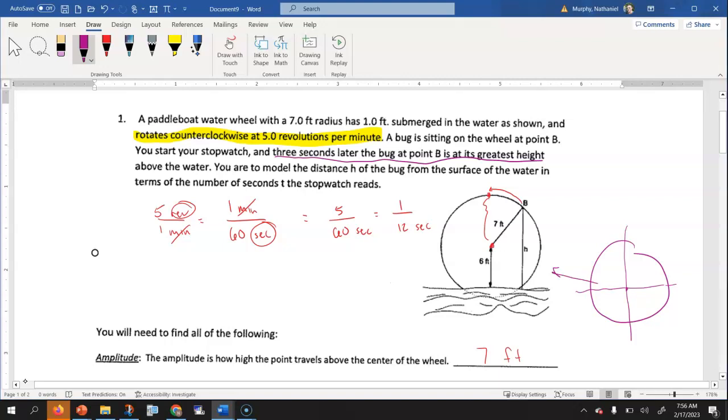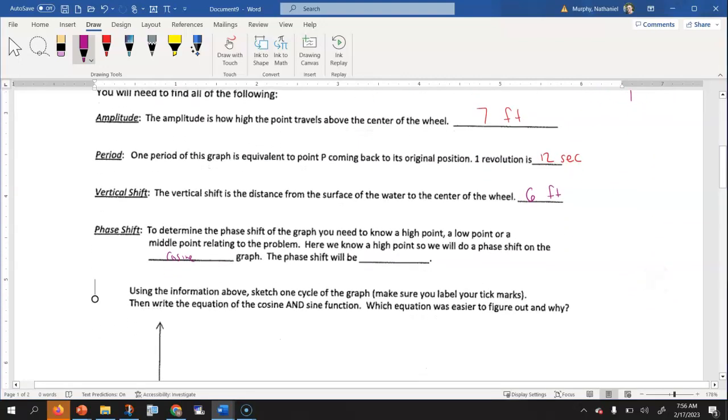So 3 seconds. We notice the bug on the wheel at that point, and we start our stopwatch, and 3 seconds later, it's at the highest point. So that means for our cosine function, that highest point is going to start 3 seconds after we started our stopwatch. Okay, so think of it that way. It's going to be at its highest point 3 seconds after we started our stopwatch. So it's going to be a 3-second phase shift.